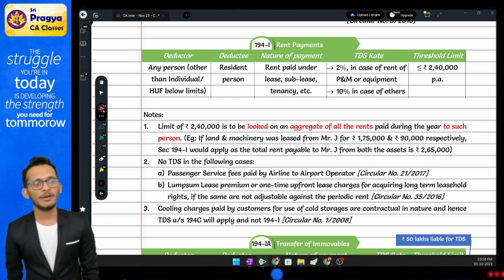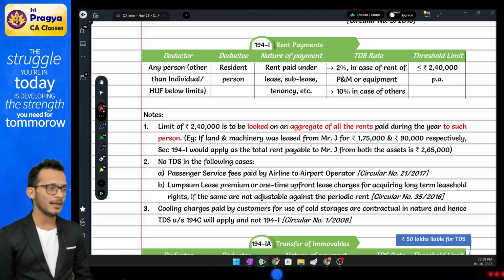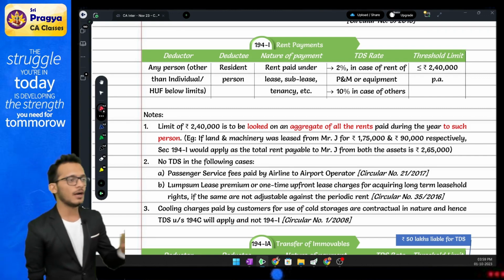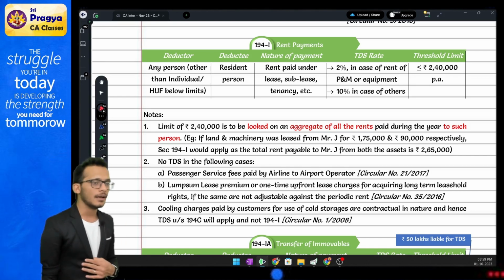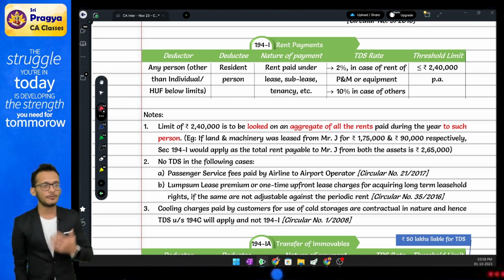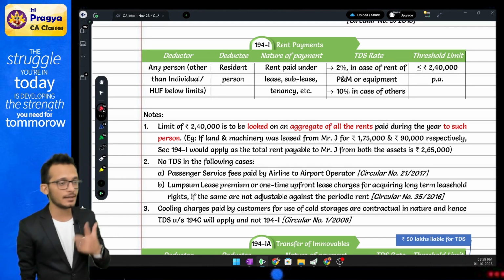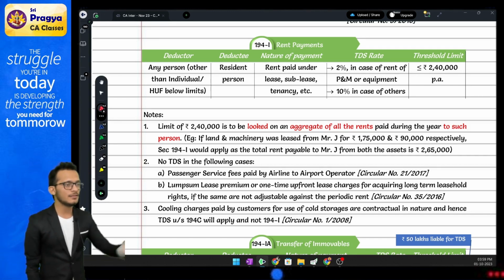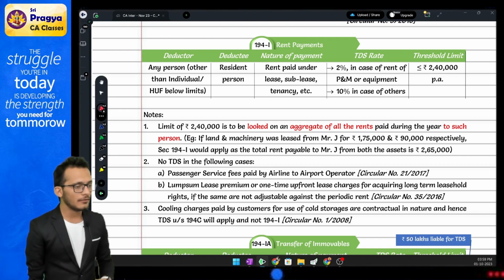194I. Rahul, if I'm not covered under 194I, I'm moving to 194IB. 194IB says that I am an individual or an HUF who's not covered under 194I, but I've taken a house on rent. Income tax says if you have taken a house on rent and you're planning to pay more than 50,000 per month as rent, in that case, you are liable to pay TDS at the rate of 5%.